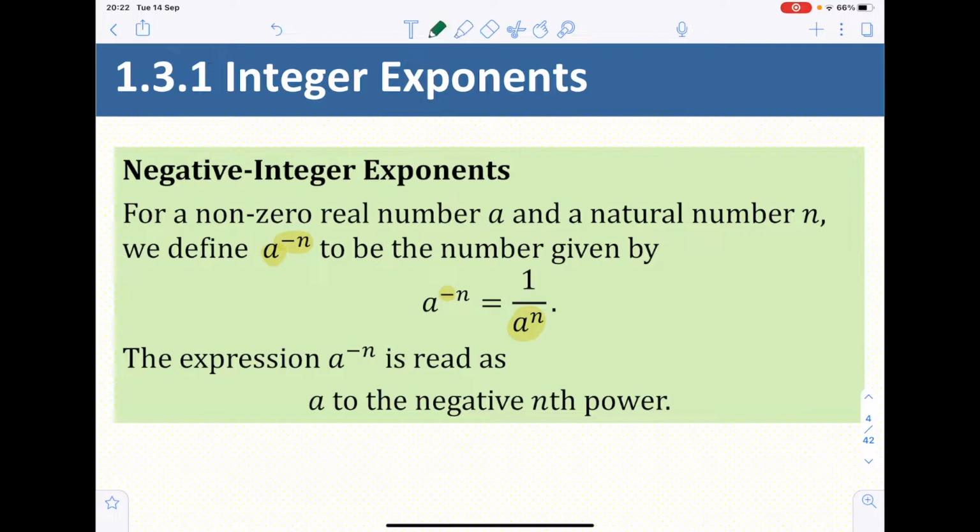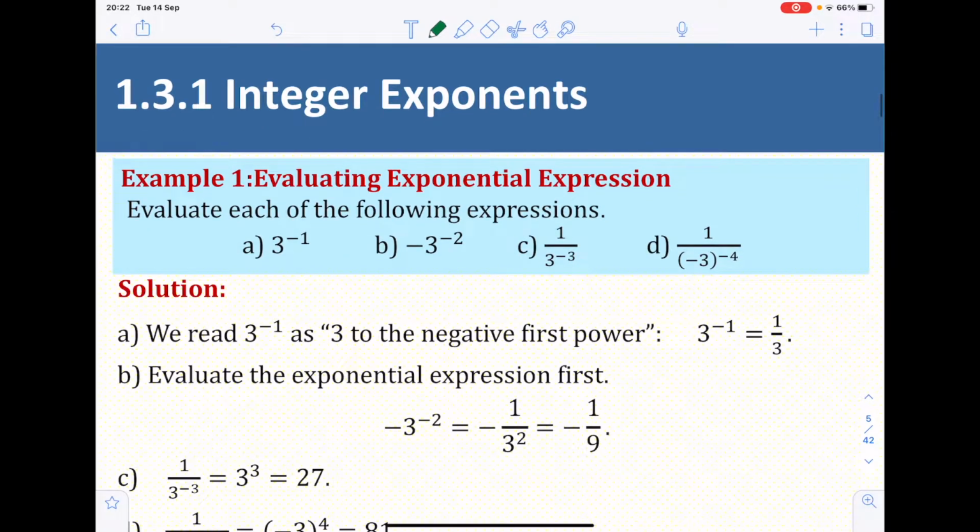So for example, if I have 2 to the power negative 3, I can write that as 1 over 2 to the power 3. If it's negative 2 to the power negative 3, the negative has nothing to do with the power, so I will put it as it is. Okay, so negative هذه ما لها علاقة بالpower, so راح أنزلها. Okay, so let's take some examples.